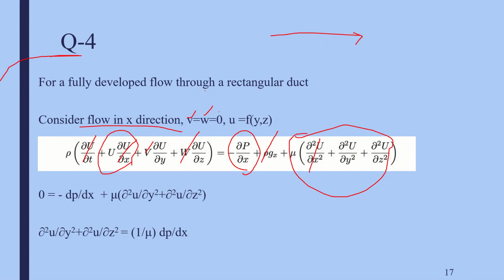If we take ∂p/∂x to the other side, we are left with (∂²u/∂y² + ∂²u/∂z²) μ = ∂p/∂x, and taking the μ term to the right-hand side, this becomes ∂²u/∂y² + ∂²u/∂z² = (1/μ) ∂p/∂x. So this is the answer.